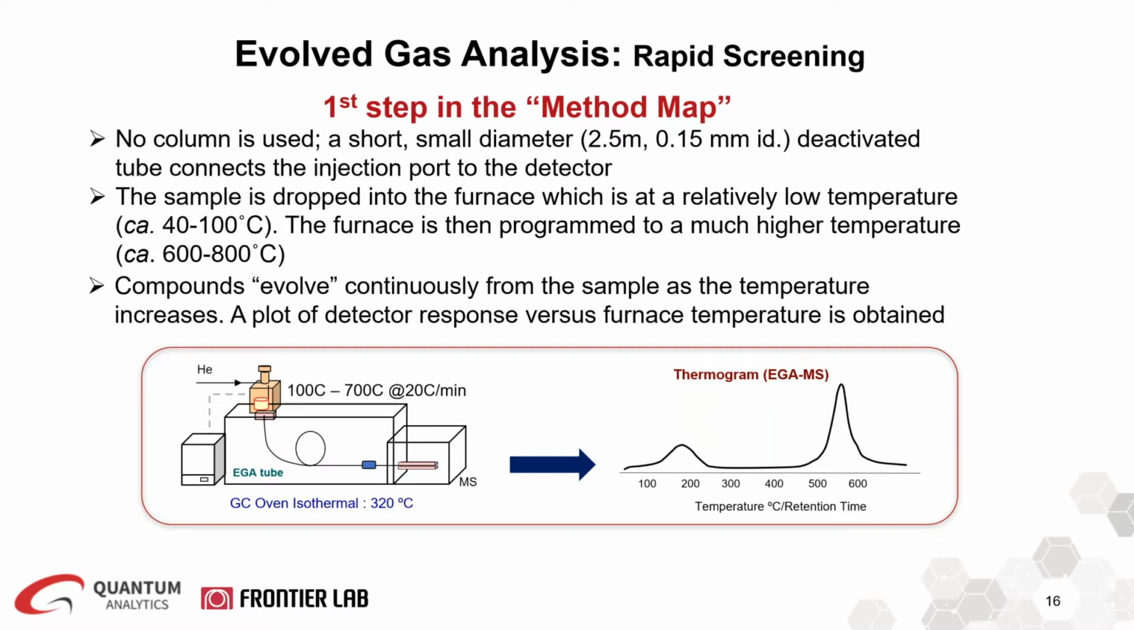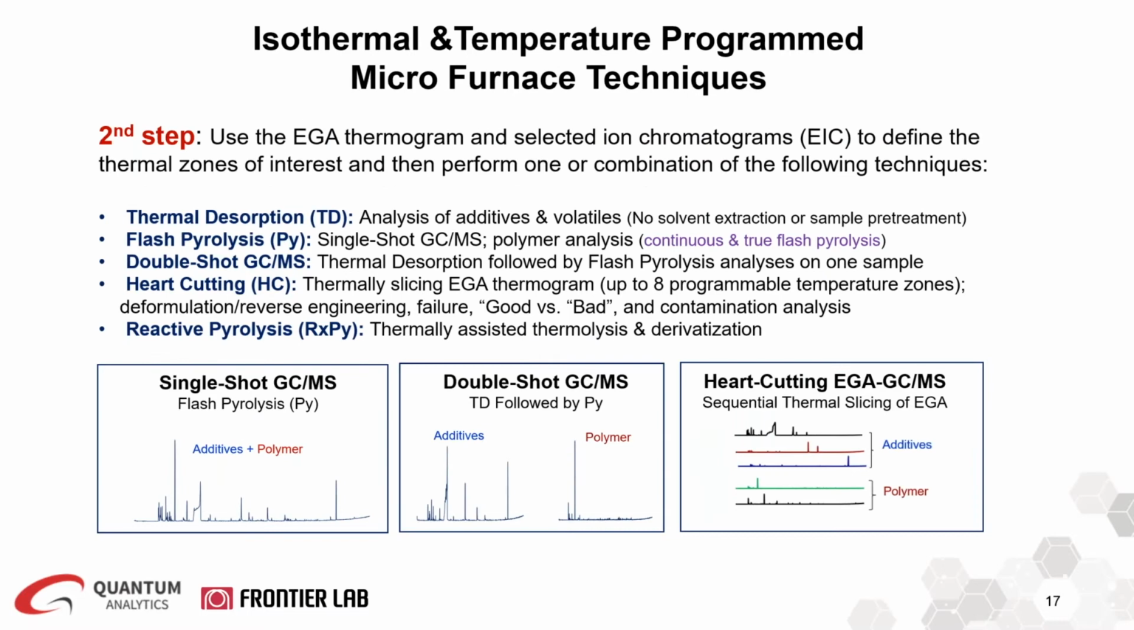So now by looking at this EGA, you have a clear idea about the thermal profile of your sample. Do I have any additives? What are my additives, or how heavy or how light the polymers could be? After obtaining your EGA thermogram, then you can analyze the peaks using the FSearch EGA MS library. If it's needed to further analyze the sample, EGA guides you to the next step.